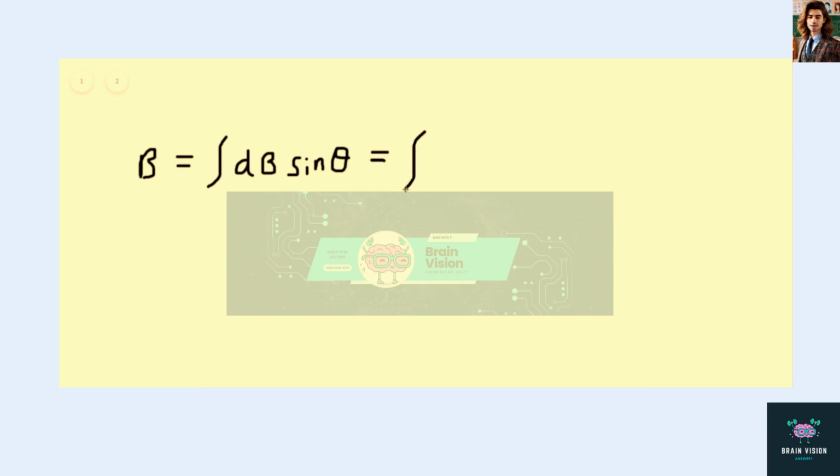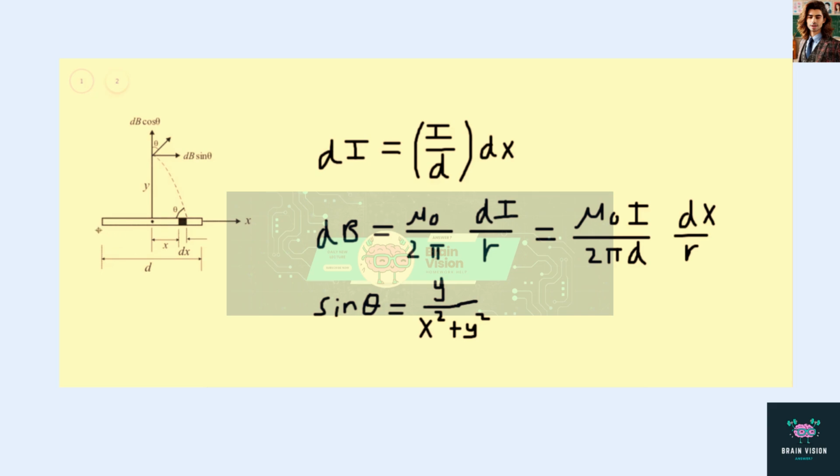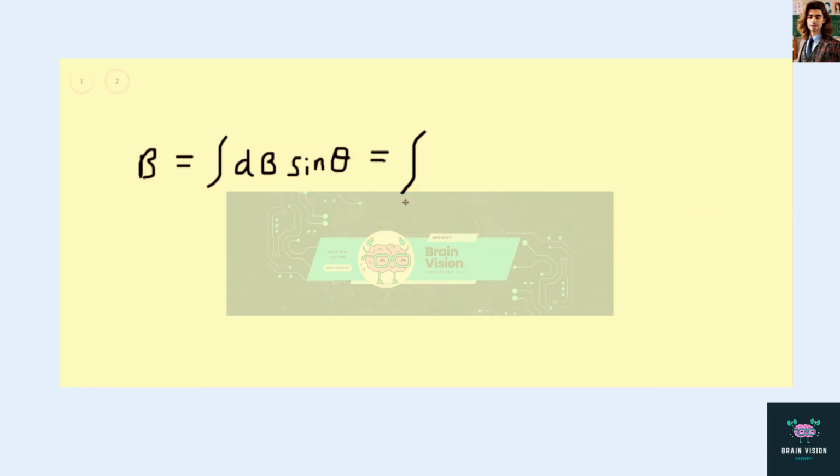And let's consider what we're integrating over. If we go back to this, we're integrating from minus d over 2, because the left side of the wire is at d over 2. So we're going to integrate from minus d over 2 to plus d over 2, from one side of the wire to the other, right? So if we go back to our second page here, this would be from minus d over 2 to d over 2. And we can replace dB and sine theta with our values from the previous page. There's the dB and the sine theta.